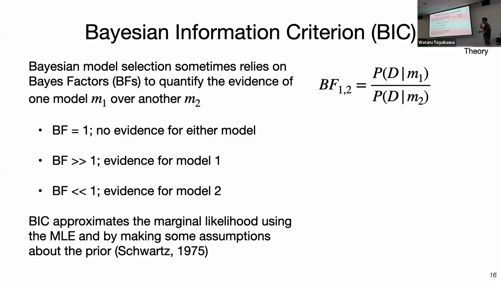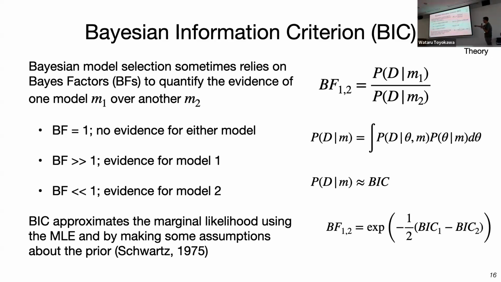So BIC requires some approximation of these two terms here, because these are the marginal likelihoods, recall, right? That requires integrating over an entire range of parameter values. But of course, we can't do this. And BIC is an approximation of this marginal likelihood using maximum likelihood estimation and by making some theoretical assumptions about the prior, okay? So we can think about this BIC as being an approximation of this, and it's making some assumptions about the prior. And this is just another way to write the Bayes factor as a function of the BICs.